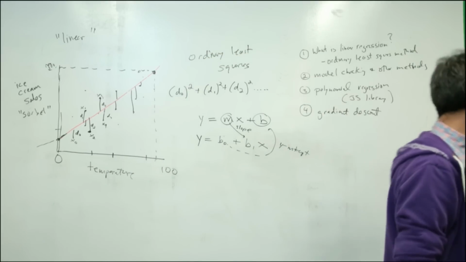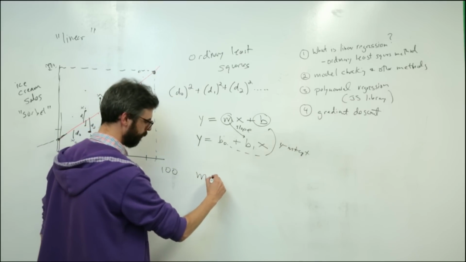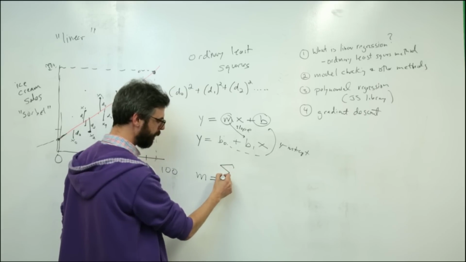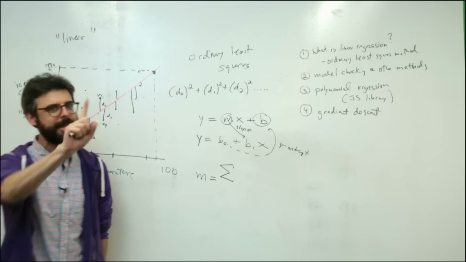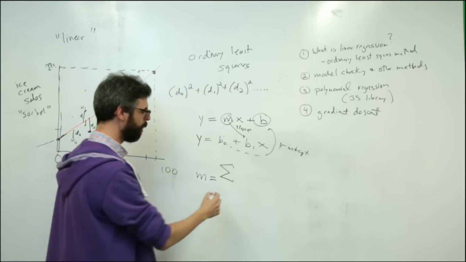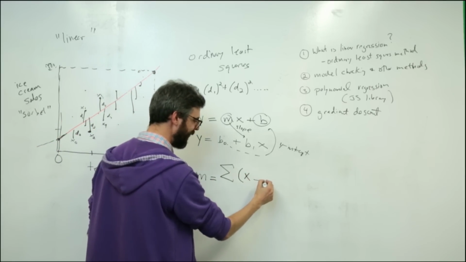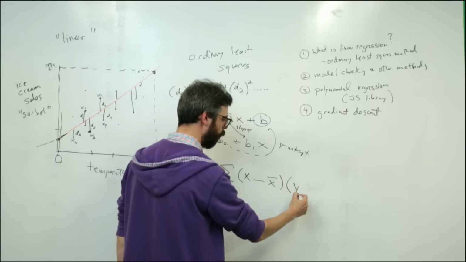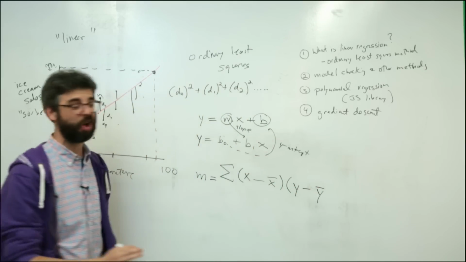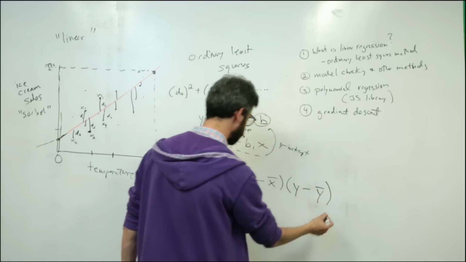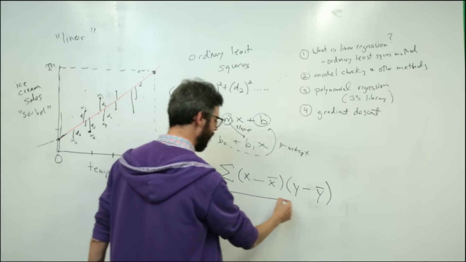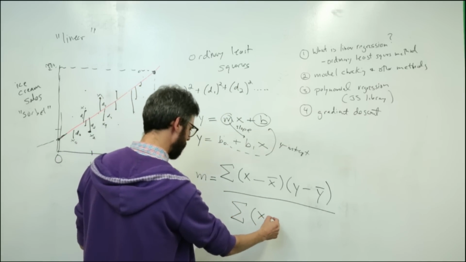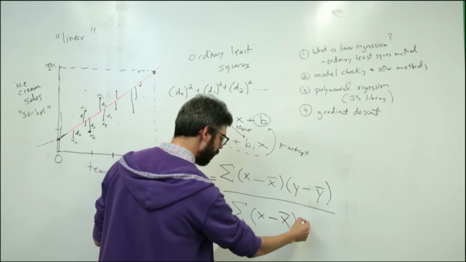Here's how we calculate m, the slope. We calculate it as the sum, using the Greek letter sigma. It looks like an E, but it's not an E; it's a sigma, which means sum, of x minus x with a line over it, and I'll talk about what that means, times y minus y with a line over it. You could call that y bar, I suppose, divided by the sum of x minus x bar, squared.